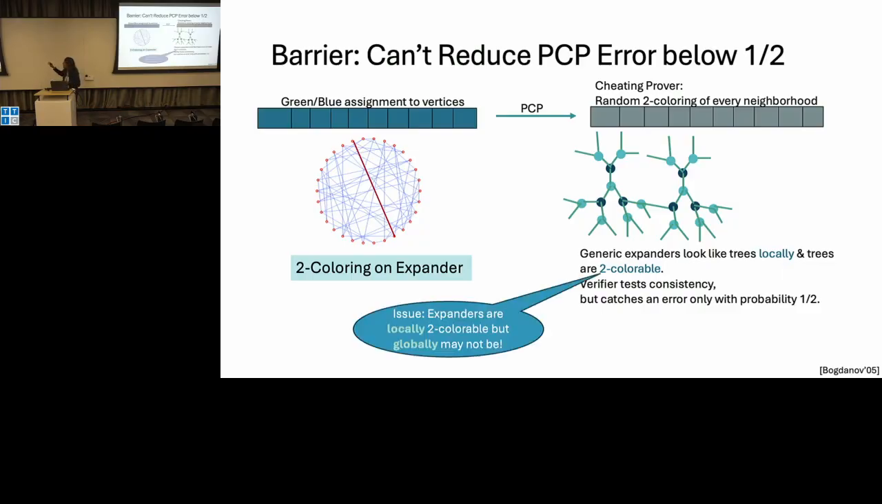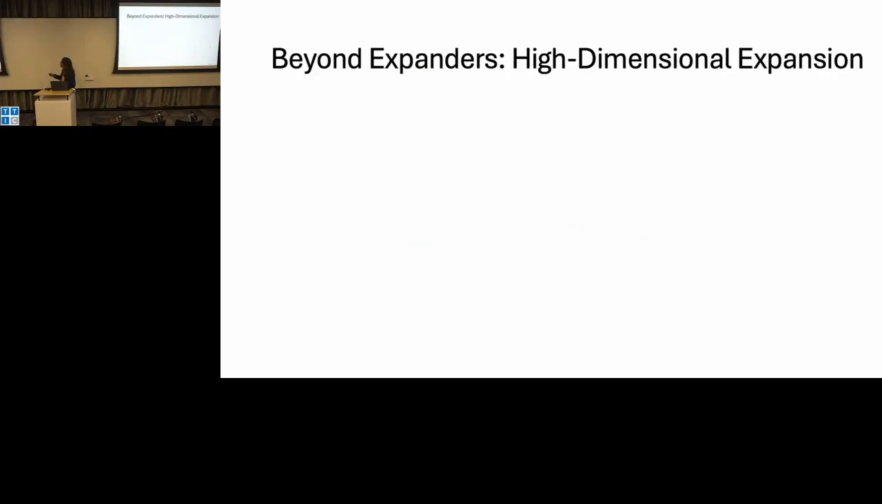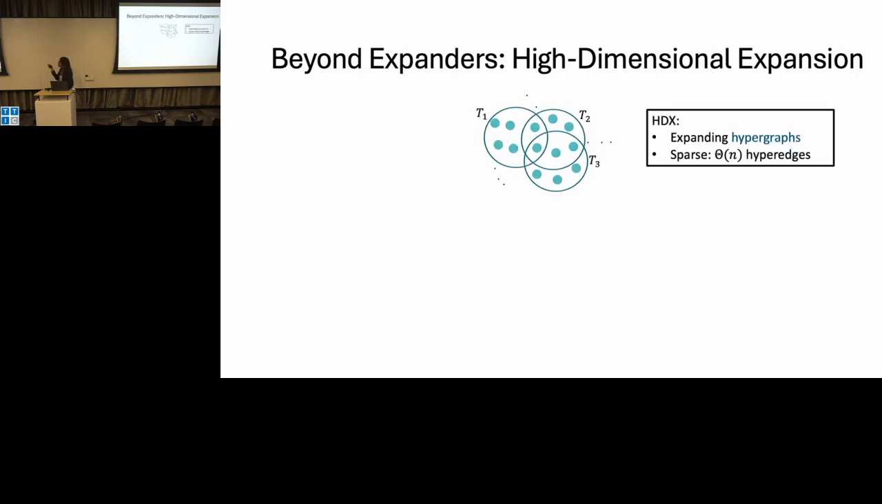Okay, and so the issue seems to be that expanders are always locally two colorable, even though the global graph may or may not be, or at least generic looking expanders. So we need some property which is more structured expanders. So this brings us to these objects called high dimensional expanders, which were suggested by Dinur and Kaufman towards PCP constructions. So what are these objects? They are just hypergraphs which are expanding.